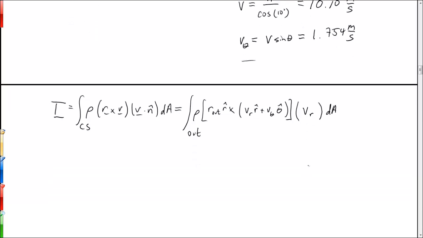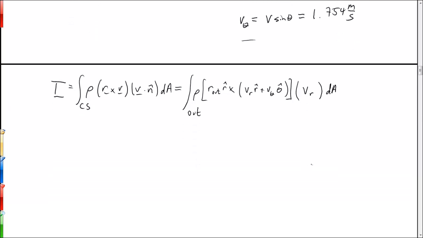I'm just going to do this formally still. That means we're going to integrate over the outlet of rho. Let's see, r hat cross r hat is identically 0. So we're just going to get the radius of the outlet times v theta. And r hat cross theta hat is going to give us a z hat. And so we have all that times vr, and now I'll put my z hat here, dA.